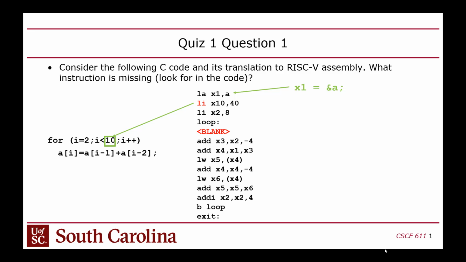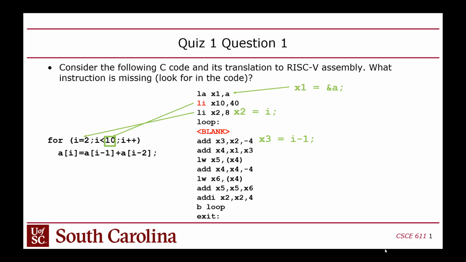And then we initialize register X10 with 40, and it should be 10, but we're basically multiplying the loop limit by 4 because we're accessing 32-bit words in the array. So you can see there's this 4 multiplier in there, and then same thing with initializing I, which in this case is x2, with 8 instead of 2. We've multiplied that by 4, and then we start the loop.